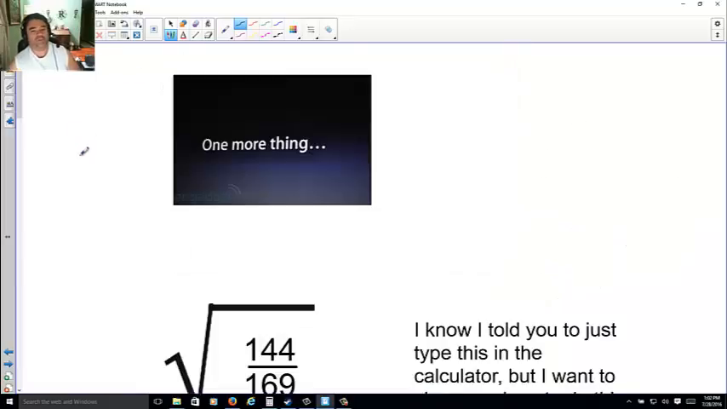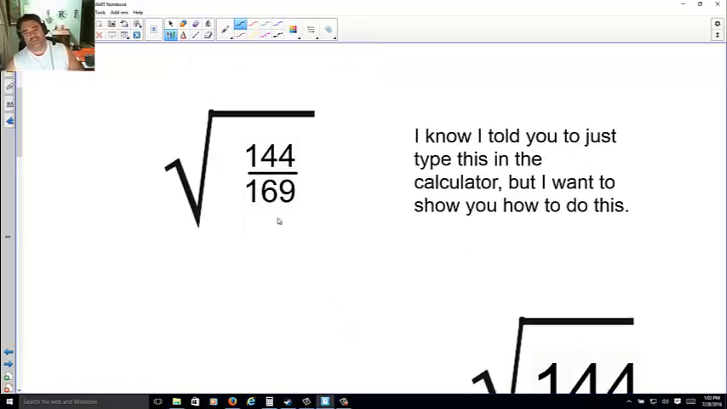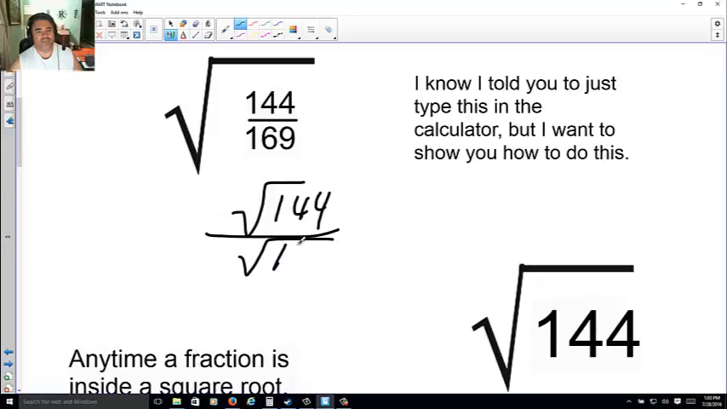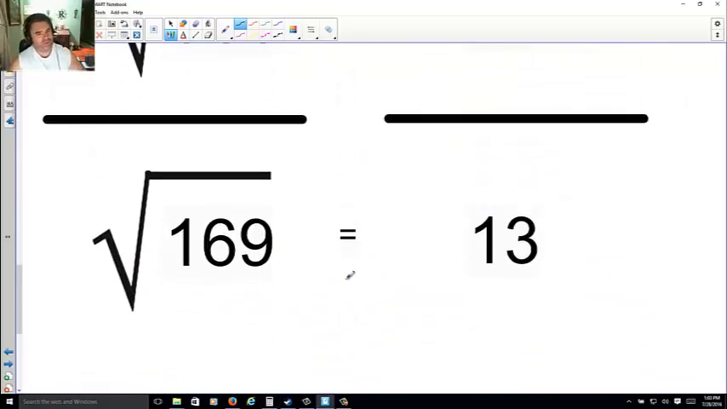Interesting. Anyway, one more thing. I told you how we could do this. Well, I already showed you the shortcut just to root the top and bottom, so I'm going to make it easy on you. You have root of a fraction, you can just do this. Take each root at a time, which I was kind of telling you to do. Root 144 into 12, root 169 into 13, voila. There you go. Trying to save you some time.